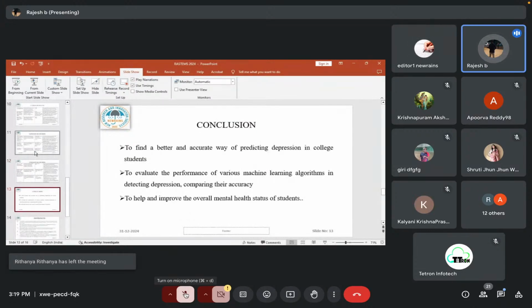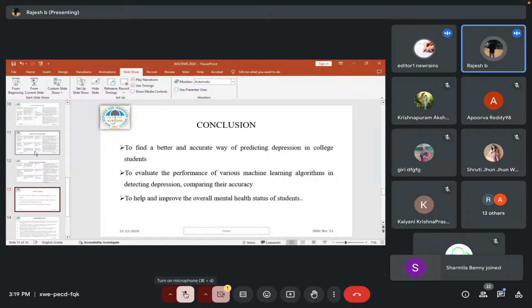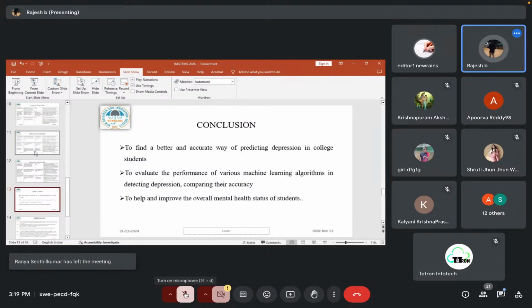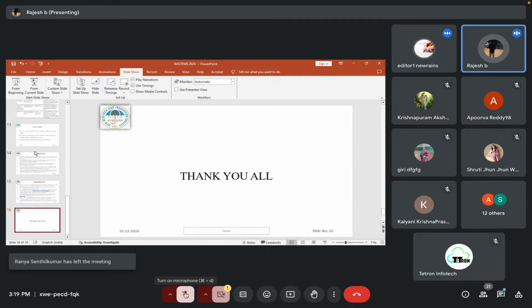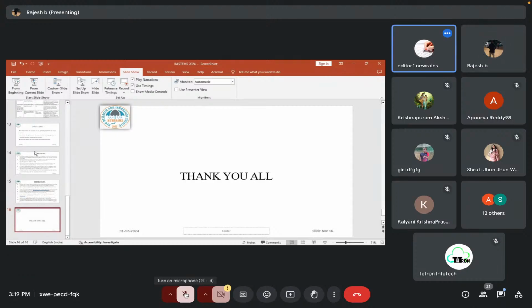And in conclusion, my aim is to find a better and accurate way to predict depression in college students. Using this, we can evaluate the performance of various machine learning algorithms to detect depression, and improve the health status of the students. And these are my references. And thank you.